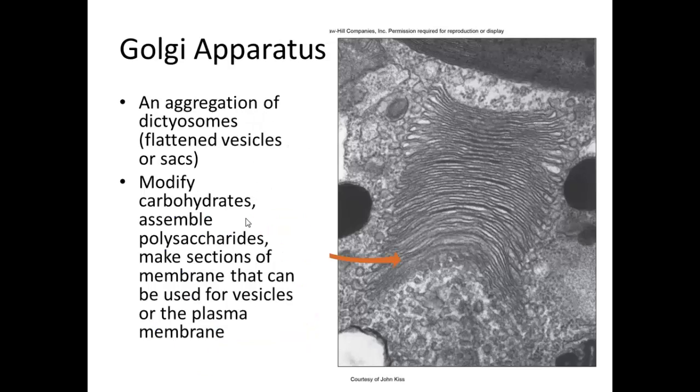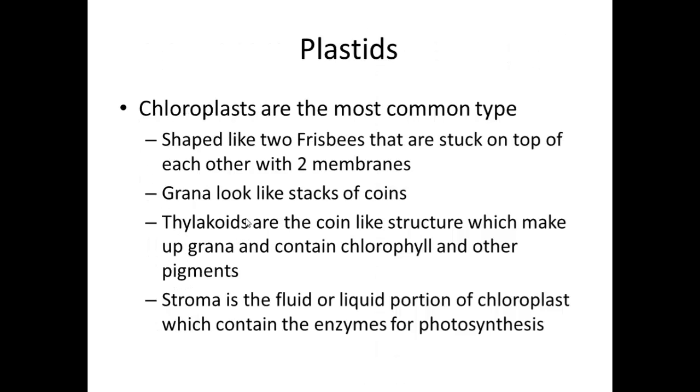The Golgi apparatus has functions kind of similar to the endoplasmic reticulum. It creates vesicles for the transport of certain substances, or may also modify carbohydrates. It can assemble polysaccharides. It can also make sections of the membrane that can be used for vesicles for the plasma membrane. So we'll talk about what a vesicle is in a minute.